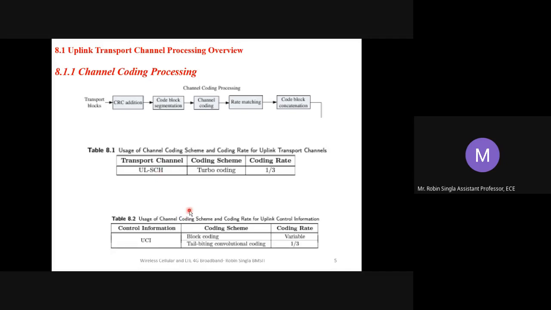Similarly, for coding scheme and rate for uplink control information, UCI, there are two different coding schemes: block coding, in which coding rate is variable; another is tail biting convolutional coding, in which rate is 1/3.